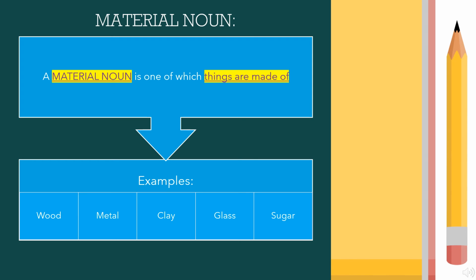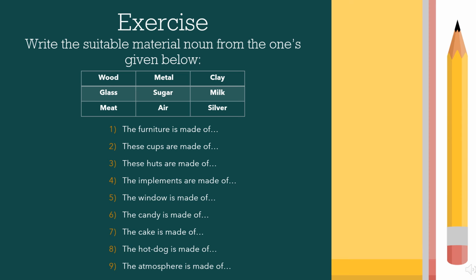Now let's move on to the next kind of noun, that's material noun. A material noun is one of which things are made of, like wood, metal, clay, glass, sugar. Let's try to write the suitable material noun from the ones given below. Wood, glass, meat, metal, sugar, air, clay, milk, silver.